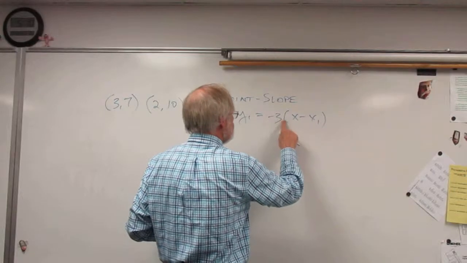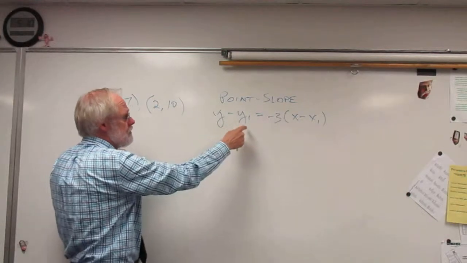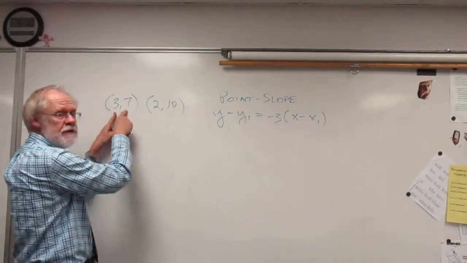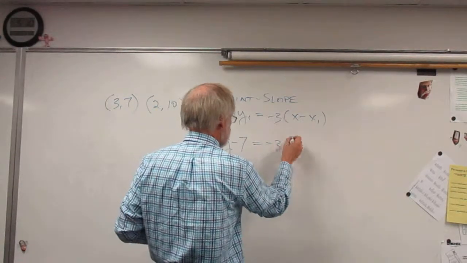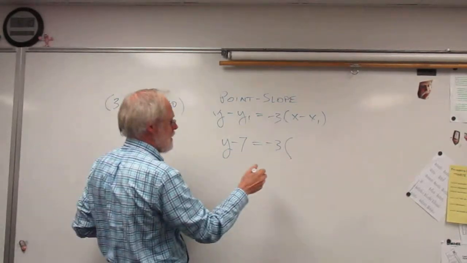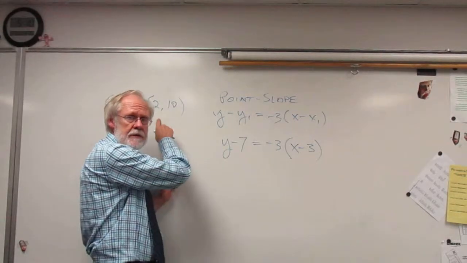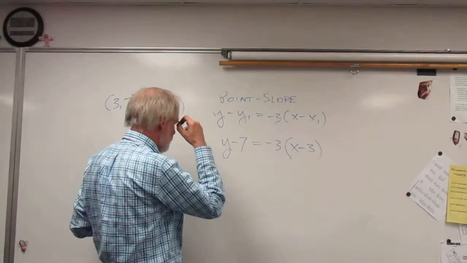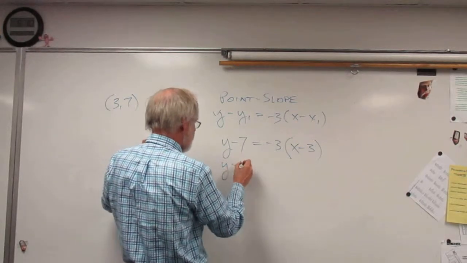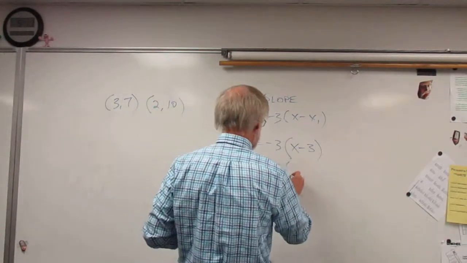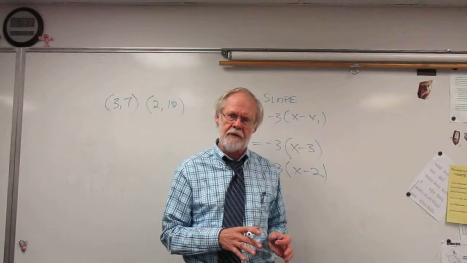Now, I can take either one of these 2 points and put them into this equation for x1 and y1. So let's do this one first. It's going to be y minus 7 equals -3 times x minus 3. That is a correct equation for the line that goes through these 2 points in point-slope form. However, there's another correct answer, and that is if I take this point, and it is y minus 10 equals -3 times x minus 2.